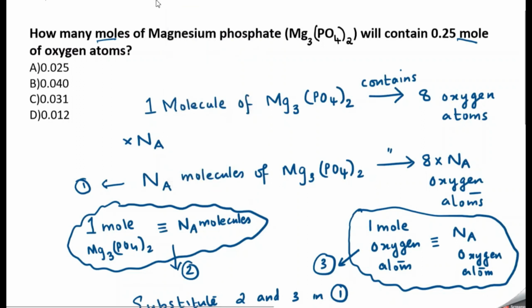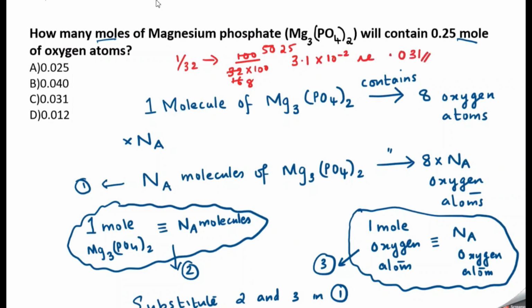So here if you see 1 by 32, 1 divided by 32 is what value? I will multiply by 100 on both sides, so this becomes 100 by 32. If you cut it, this will become 50, this will become 16, this will become 25 and this will become 8. So I can say 25 by 8, that is 3.1 into 10 power minus 2. That is 0.031 moles of magnesium phosphate. That is option C. I hope you understood the question.